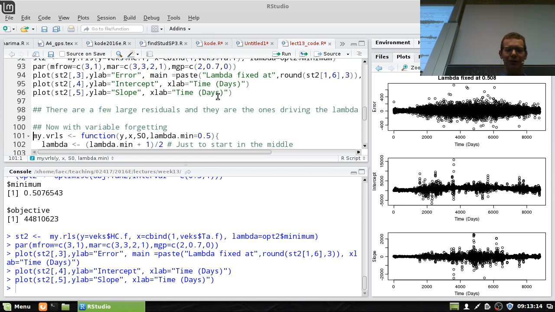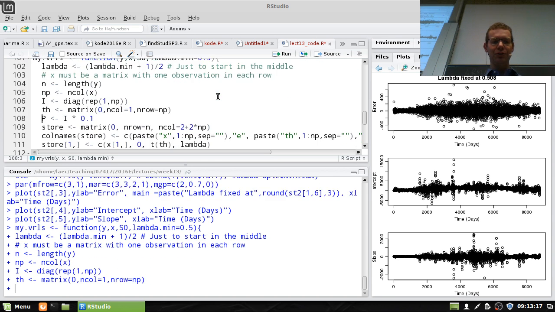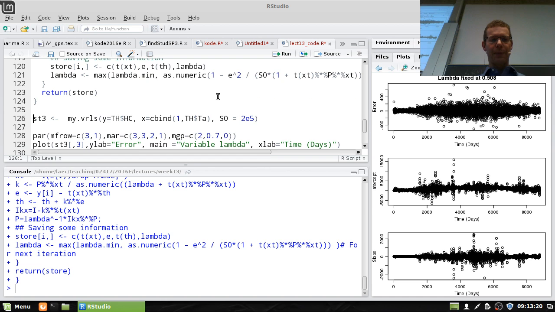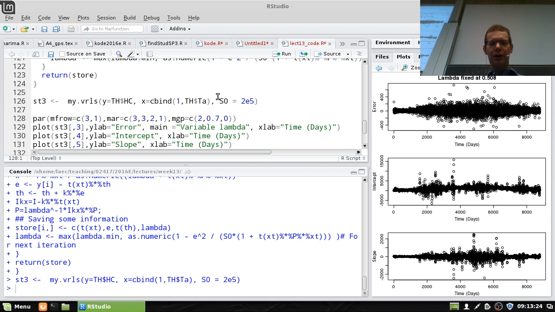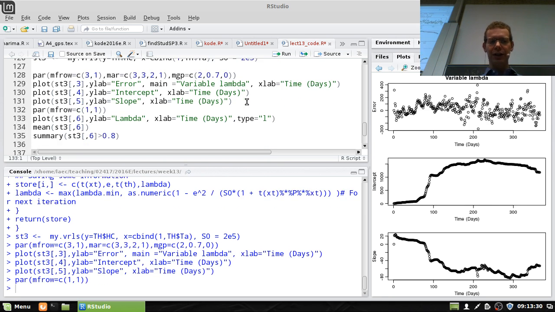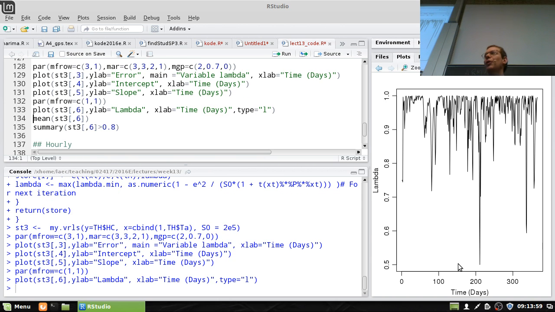If we do the same thing with a variable forgetting factor, with the one that I showed, set the minimum to be 0.5, and I just picked a not too random target. I do it on the hourly data again. Well, at first it looks like something not too different, but notice the slope doesn't get very, very small anymore. It was down at minus 100 and some before, and now it's minus 80, and that's more close to what the level is at the time. If you look at the lambda over time, this is what I get.